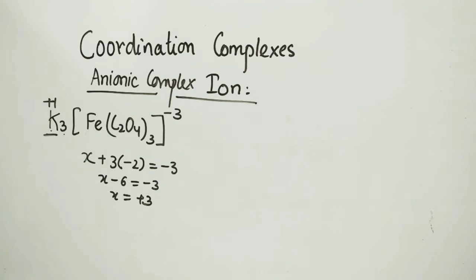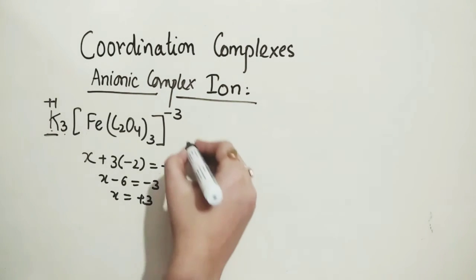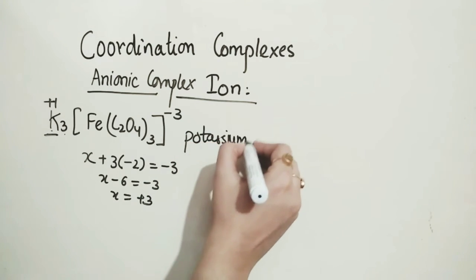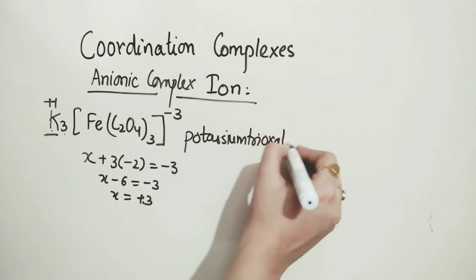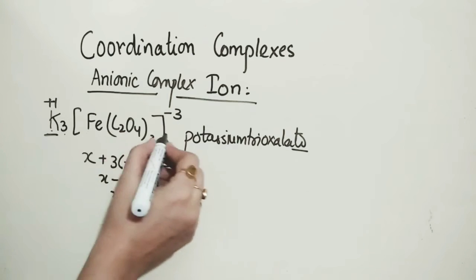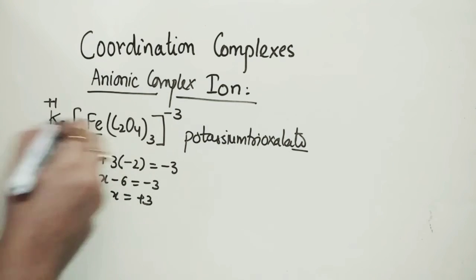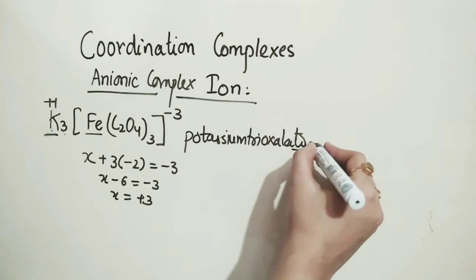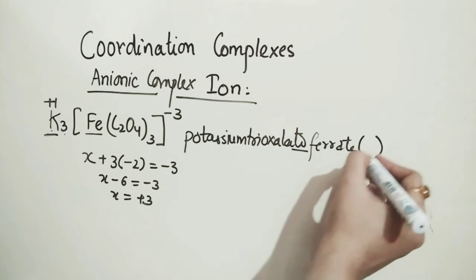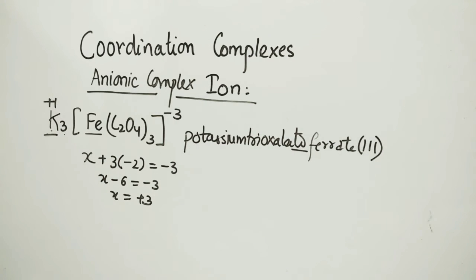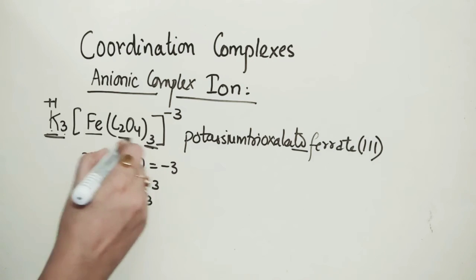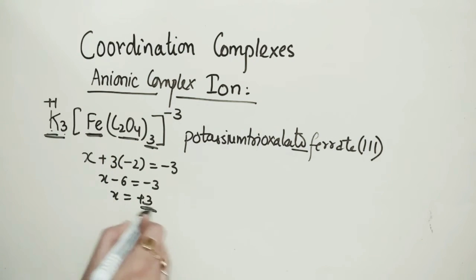to be +3. So naming of the cation first, that is potassium, trioxalato. Oxalate, so the 'lato' word will come, and again since it is an anionic complex, the iron name changes into ferrate, 'ate' is added to it, ferrate, oxidation state is 3, so it is potassium trioxalatoferrate(III).